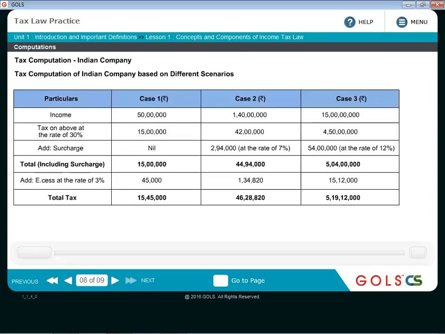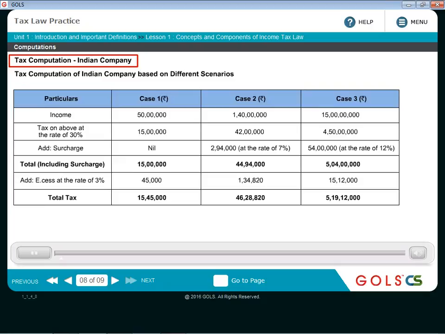Tax computation for an Indian company. Now let us take different scenarios when the income of the company is less than 1 crore, when it is between 1 to 10 crores, and when it is crossing 10 crores. So what is the exact difference between tax computation in all the three scenarios?